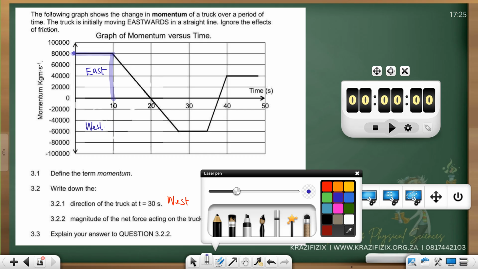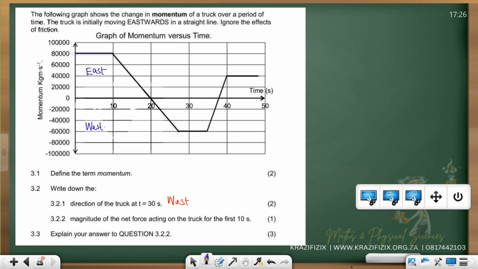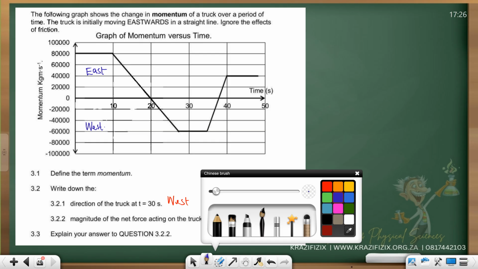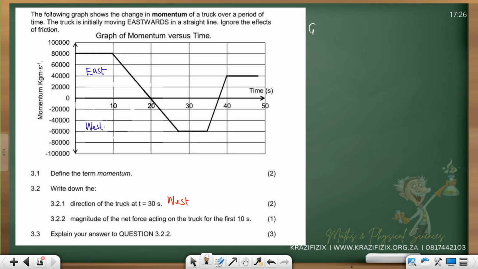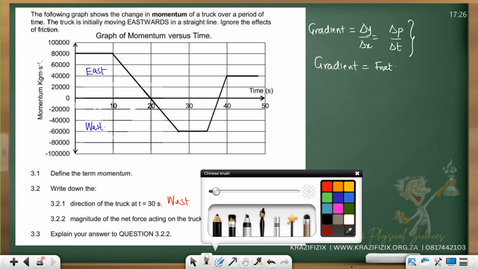For graphs, I think I once told you, there was a day I was doing graphs, you must even have the note. I said, look at the gradient of any graph. How do you get gradient? Change in y over what? Change in x. In this case, what's my change in y? What's on the y-axis? It's momentum. So change in momentum over change in x. Ooh, are you aware that that is actually F net? So the gradient here is actually F net. And you can see it's a straight line. So my answer is 0. 0 newtons.